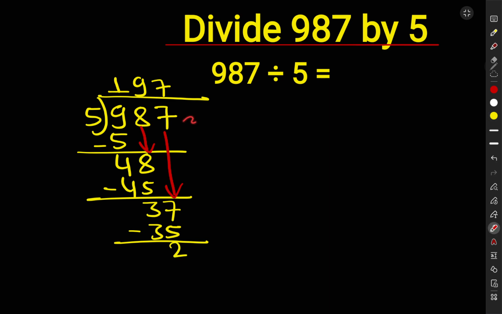So now we have no other number to put down. So we take a decimal here so that we can put 0. So it is 20 and 5 times 4 is 20. On subtracting we get 0.